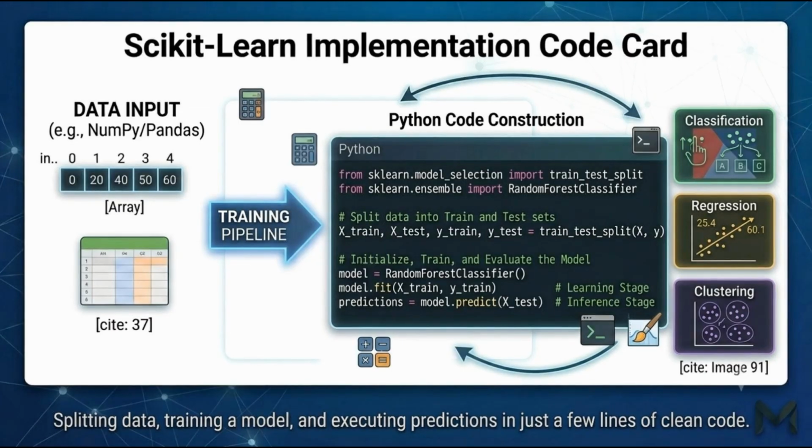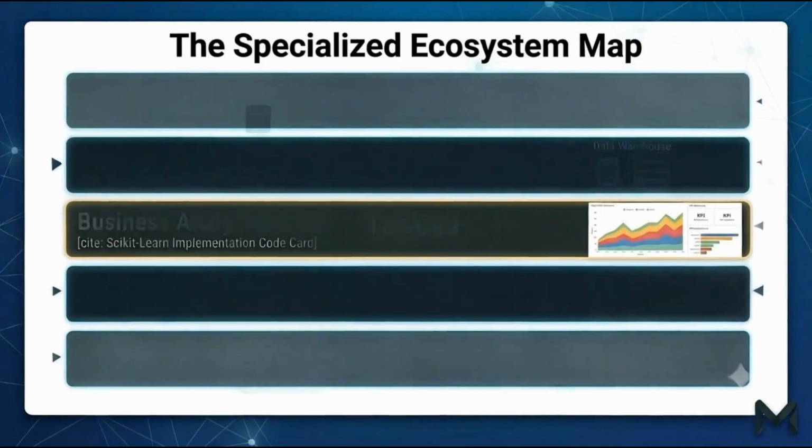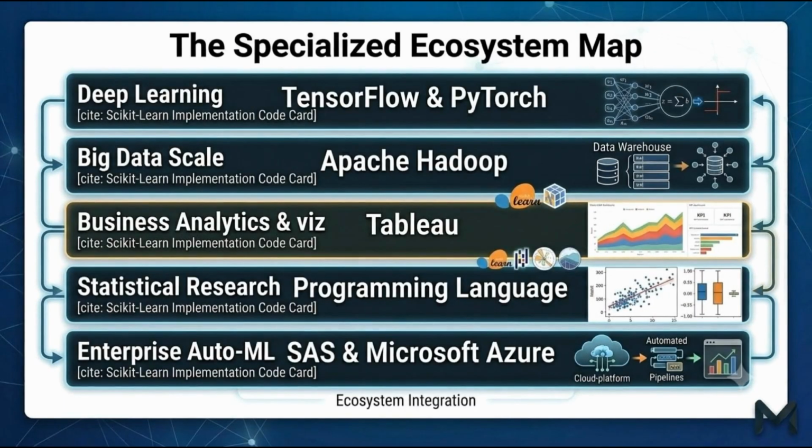Alternative frameworks and the big picture. While the combination of Scikit-learn and Anaconda represents the gold standard for mainstream machine learning, the field is vast, and different specialized tasks sometimes require different tools.